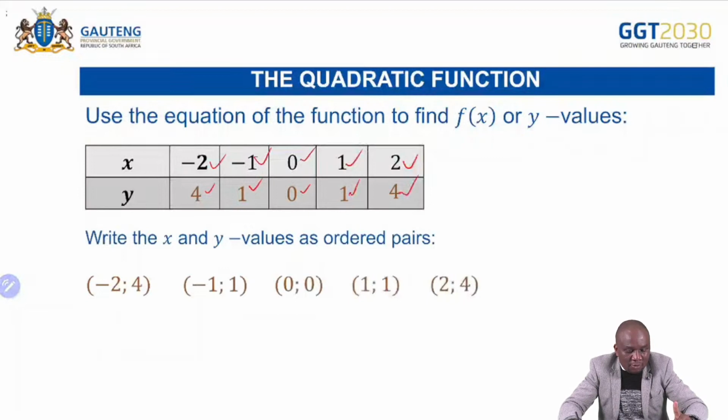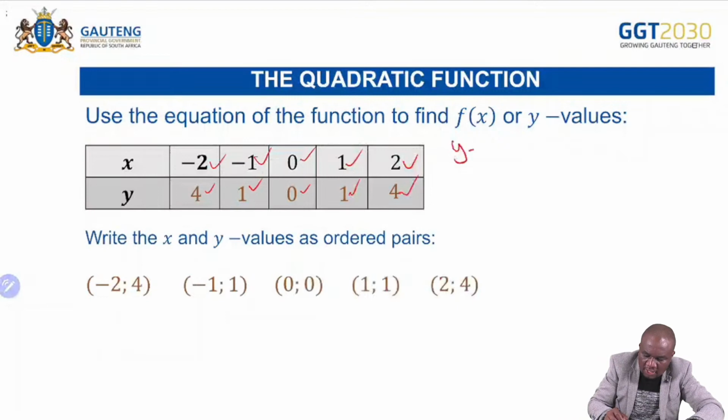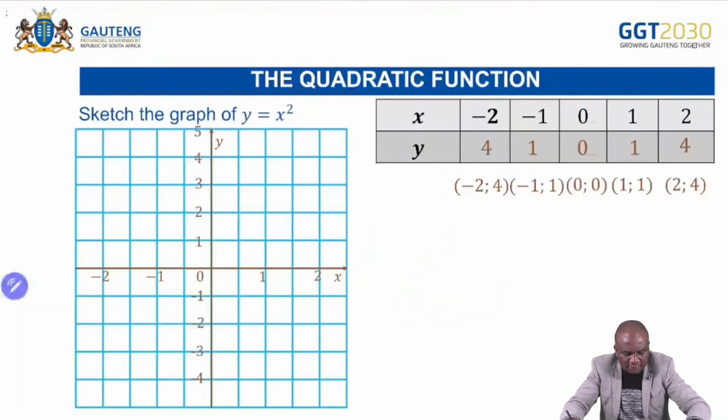Right, the next part now, we want to sketch our graph. Remember the graph we're sketching? y is equal to x squared. Okay, we want to sketch our graph. Now you'll need time to draw the Cartesian plane, the x and y axis. I'm going to give you 3 minutes.